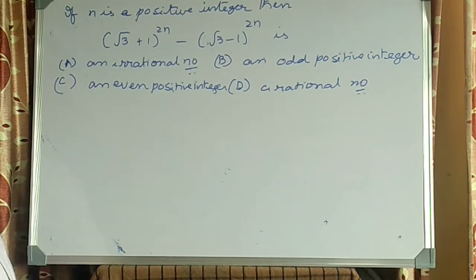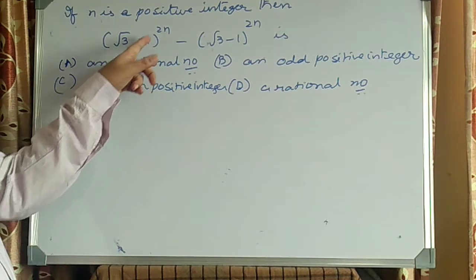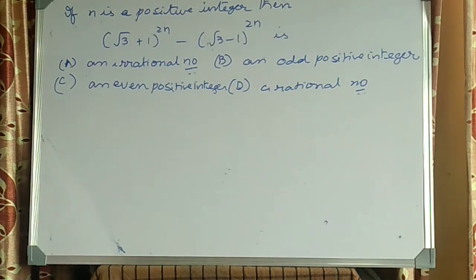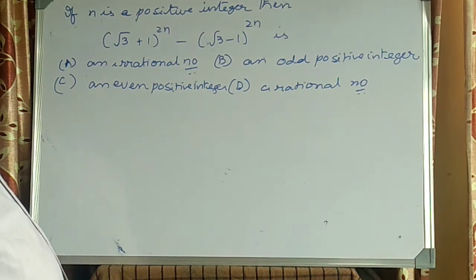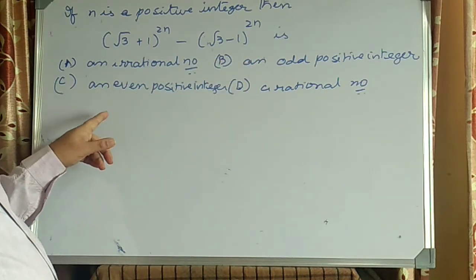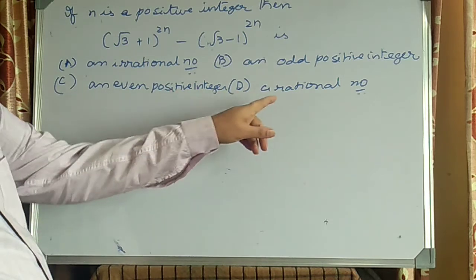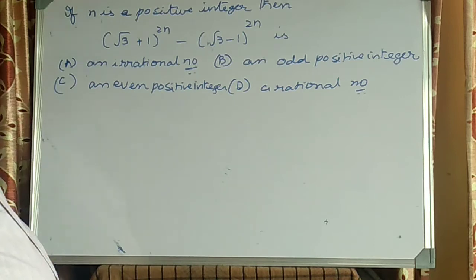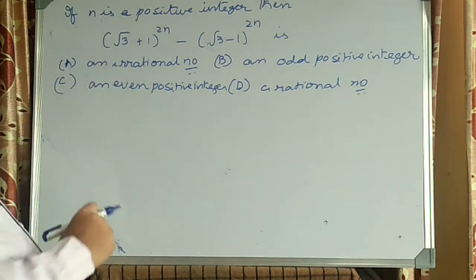Another question is, if n is a positive integer, then (root 3 plus 1) whole to the power 2n minus (root 3 minus 1) whole to the power 2n is, your options are an irrational number, an odd positive integer, an even positive integer, a rational number. So here we need to assess based on the binomial theorem only.